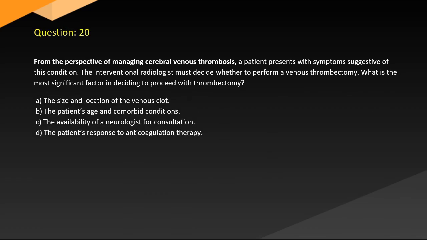Question 20. From the perspective of managing cerebral venous thrombosis, a patient presents with symptoms suggestive of this condition. The interventional radiologist must decide whether to perform a venous thrombectomy. What is the most significant factor in deciding to proceed with thrombectomy? A. The size and location of the venous clot. B. The patient's age and comorbid conditions. C. The availability of neurologist for consultation. D. The patient's response to anticoagulation therapy.